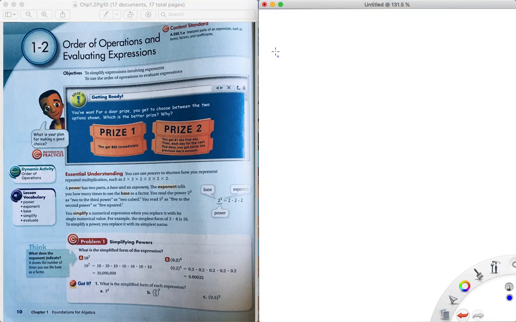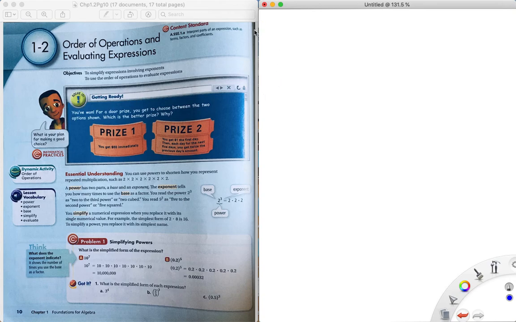Alright, so this is going to be Algebra 1, Semester 1, Lecture 1, Sections 1.2, 1.3, 1.4. The first section deals with order of operations and evaluating expressions.